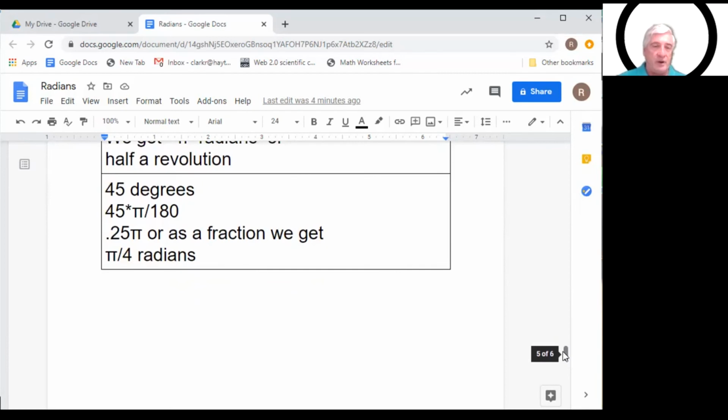The next one would be 45 degrees. 45 times pi divided by 180 is 45 divided by 180 comes out 0.25 pi, or if we get a fraction, we get pi over 4 radians.